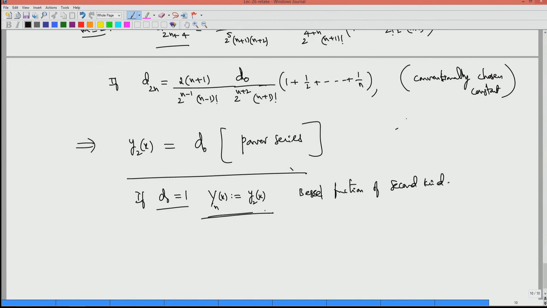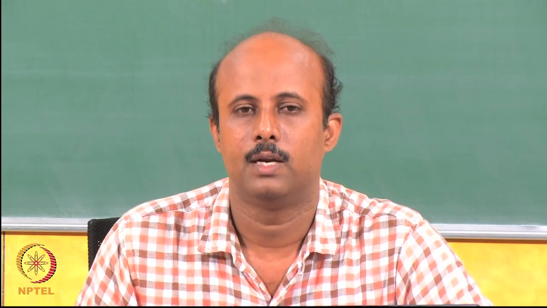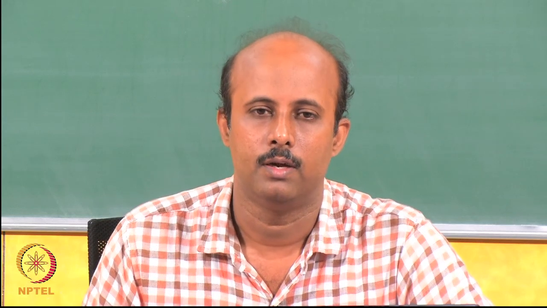So, this is how you get the second solution in the case where the root difference is a positive integer, and in that we avoided the case 2 alpha equal to 0, that we will see in the next video. What we have seen is only 2 alpha equal to 1, 2, 3 and so on. The odd integer case is simpler, and the even integer case, that is when alpha equal to n from 1, 2, 3 onwards, we have seen the second solution y2. With the conventional constant, the final solution you get is a Bessel function of second kind.